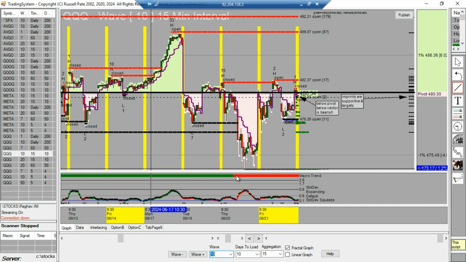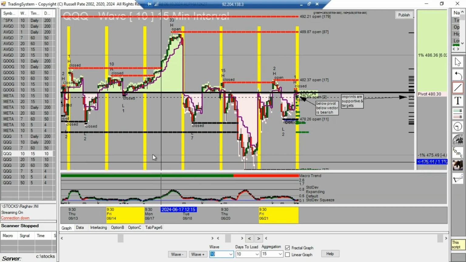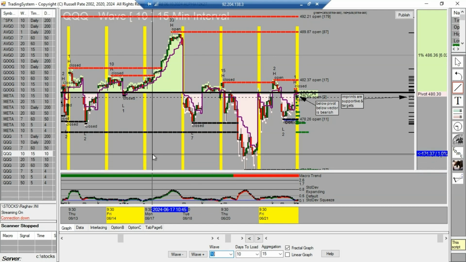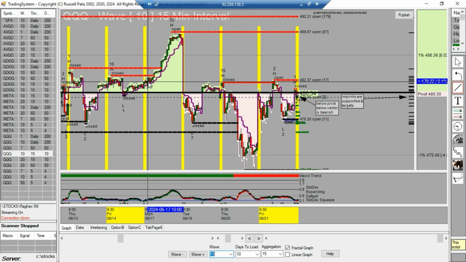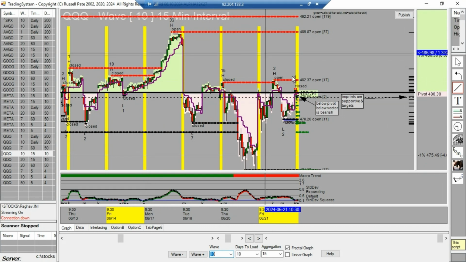Now the macro trend right here. This macro trend basically shows the market tuning. So basically you can see that we have the red macro trend right now. So it's basically telling me that, okay, Raghav, the market is tuned bearish. So look for bearish targets, look for bearish trades. As simple as that. For example, here we were basically tuned bullish.